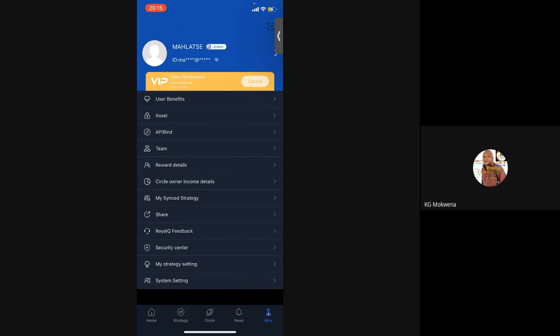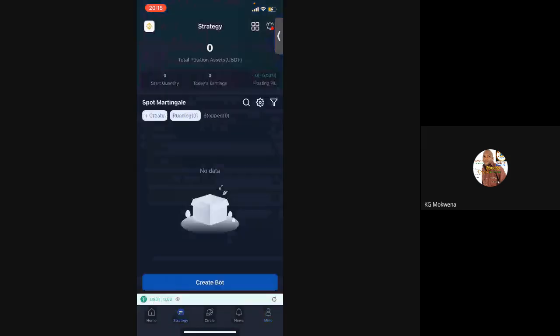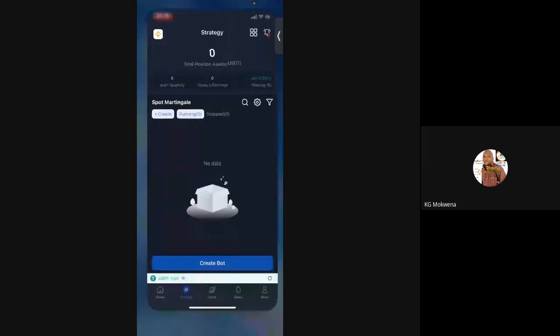The fact that we are able to see USDT on the strategy page, at the bottom left there, means your exchange was bound successfully. So now what we can do is visit your Binance and check what's happening. How much is your trading capital in terms of USDT?